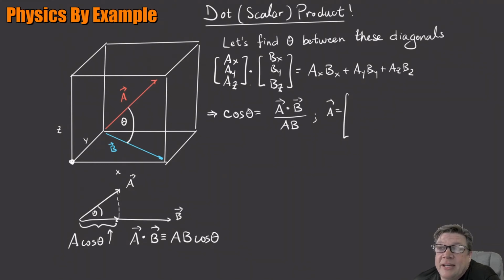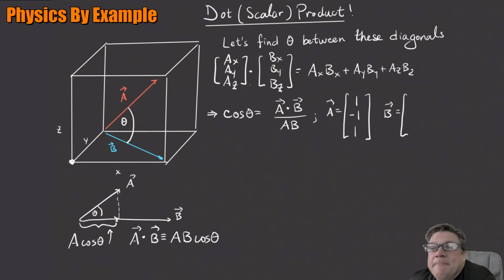Well, it looks like what I'm going to have to do is go 1 in the x direction. Just pick out its components. I go 1 in the x. What do I have to do in y? I have to go -1 in the y. And then I have to go up 1 in the z to get there, right? That's the recipe to get there. And that's the vector A.